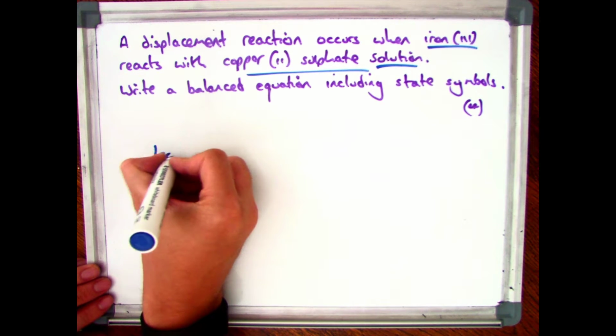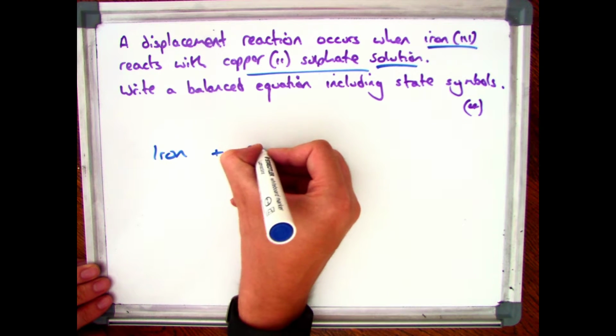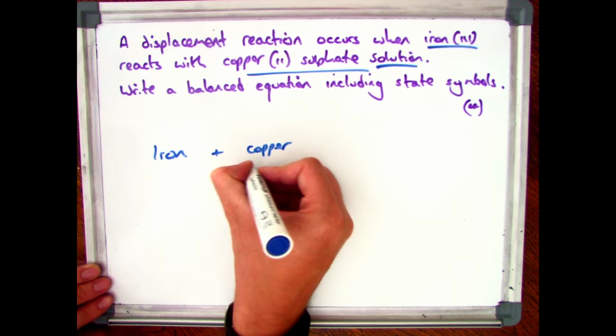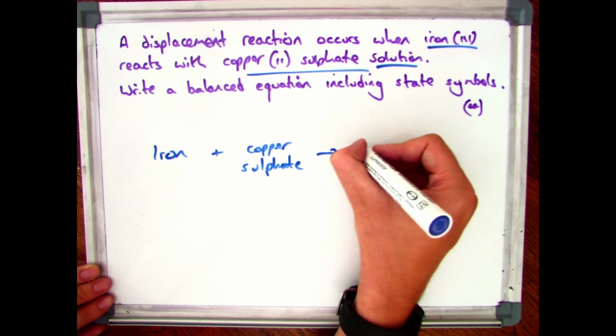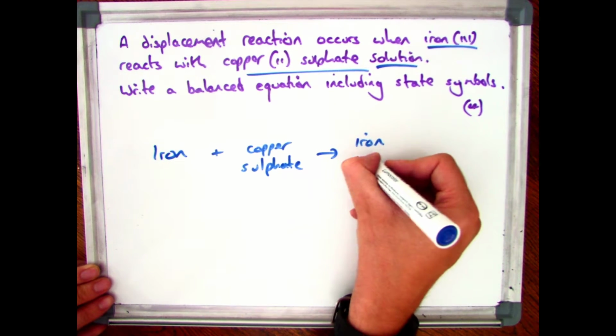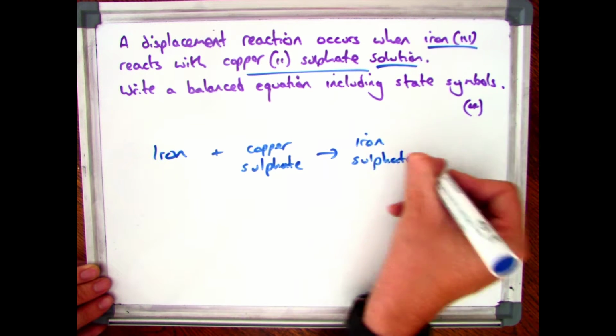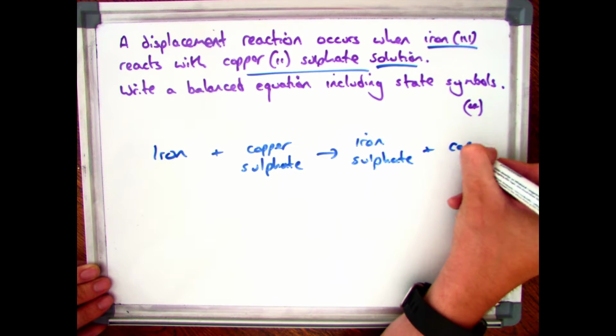So if I start off with iron and write out my word equation, it's iron plus copper sulfate, and then it's a displacement reaction, so you should realise now that you just need to swap them around. So I'm going to get iron sulfate plus copper, and then you need the charges.